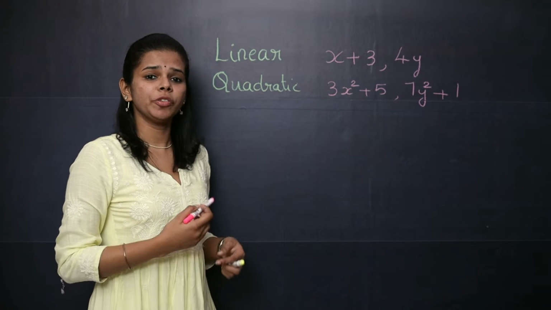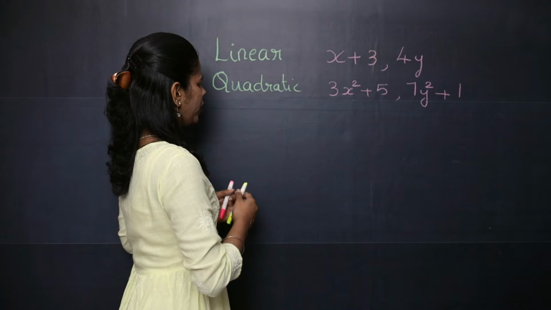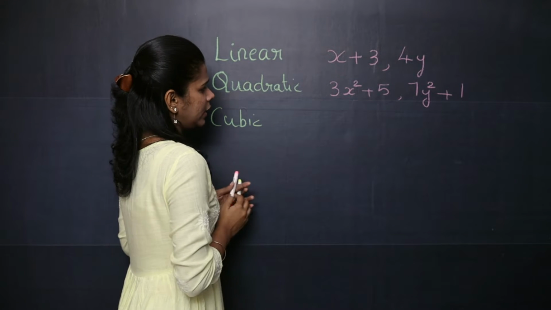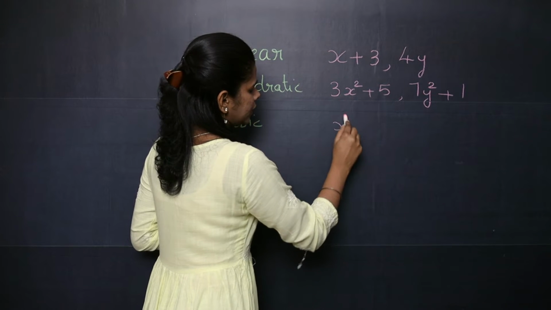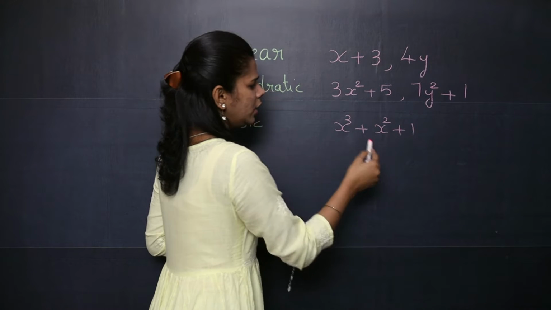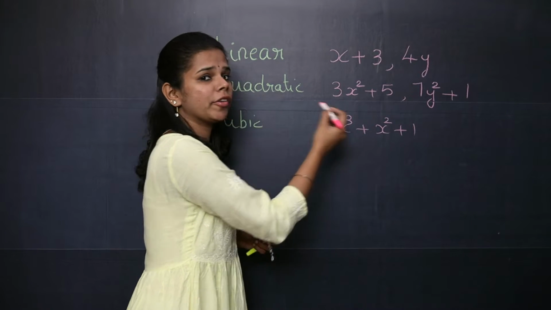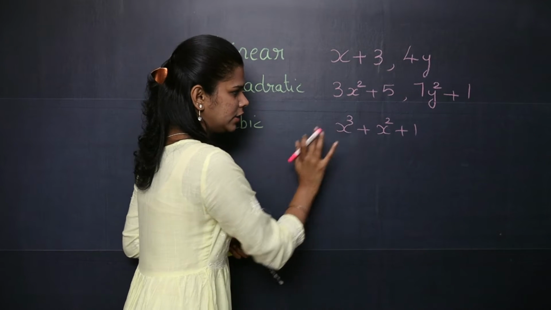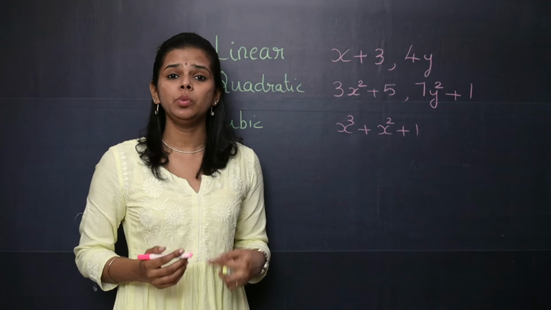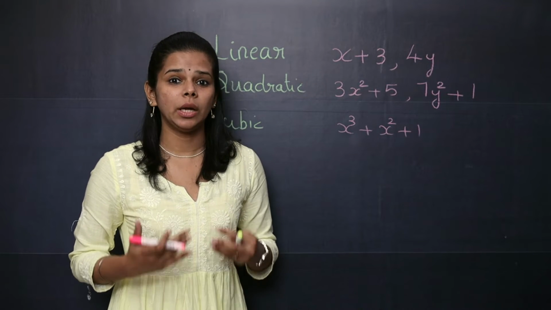In the case of a cubic polynomial, the degree is 3. So we have an example of a cubic polynomial as x cube plus x square plus 1. Here the degree is 3. You take the highest power of the variable and here it is 3. So it is a cubic polynomial. But today in this video we are going to concentrate only on quadratic equations.